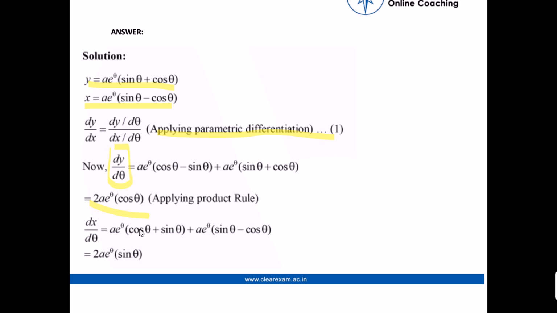And for dx by d theta we get a e to the power theta (cos theta plus sin theta) plus a e to the power theta (sin theta minus cos theta). Applying the product rule here also, we get 2a e to the power theta sin theta. So this is the value of dx by d theta.